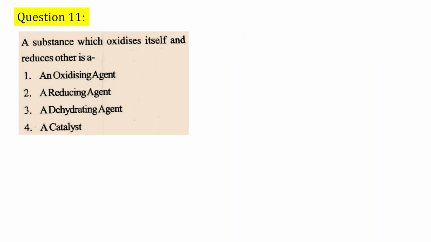A substance which oxidizes itself and reduces others is called what? If a particular substance is oxidizing itself, that will not be recognized. Only if it does something to the other substances, that is reducing. That means it is going to be a reducing agent. So remember, an oxidizing agent oxidizes other substances.